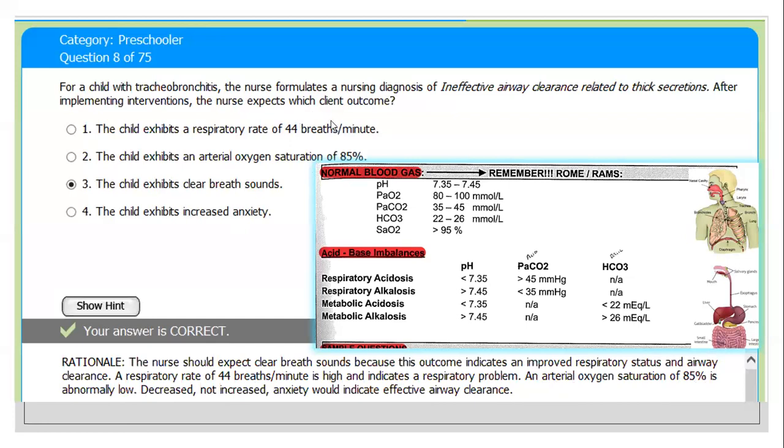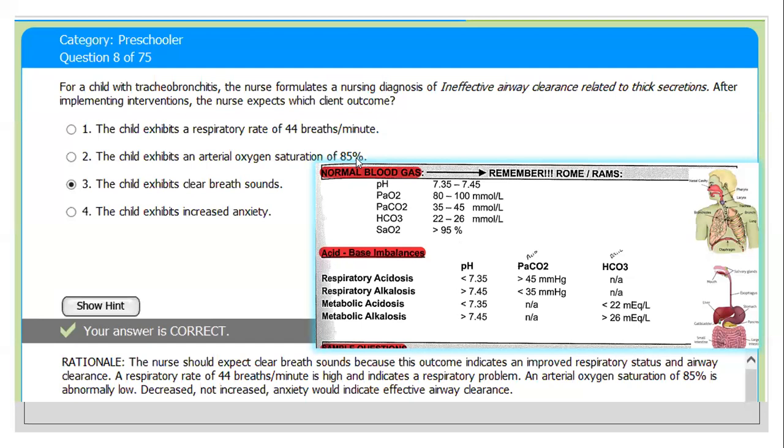Tachypnea. I don't expect that I'm going to take care of my patient and still my patient has a tachypnea. So the nurse expects which client outcome? I do not expect tachypnea or bradypnea. Number two, arterial oxygen saturation 85, so bad. Arterial saturation of oxygen must be 100% or more than 95%. So it is not my expected outcome.